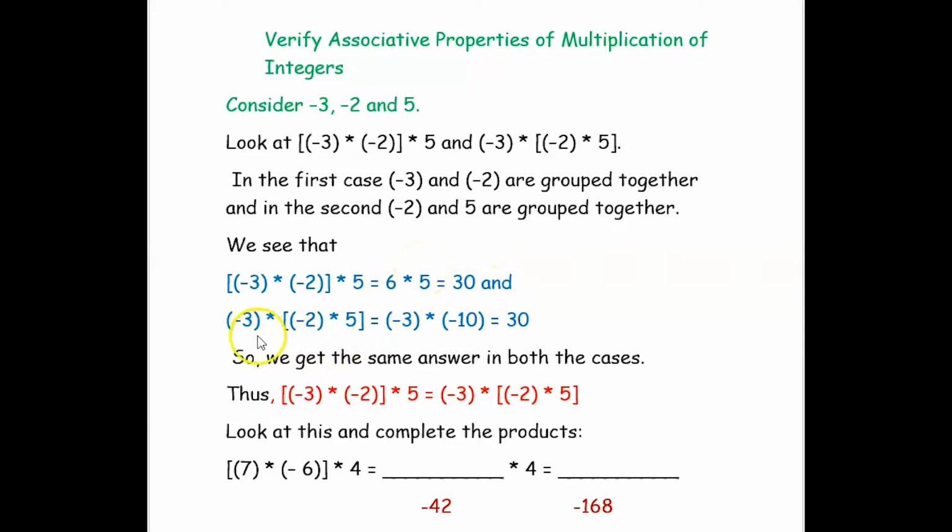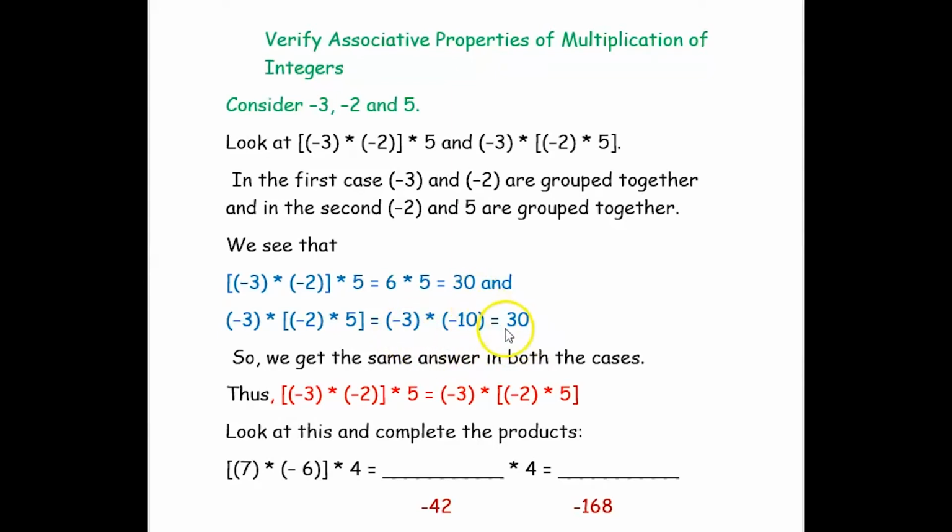Then if you go for the second one, -3 into (-2 into 5). First we will do the parenthesis, right? We have to follow that order of operations. So -2 into 5 is -10, because a negative integer is multiplied an odd number of times, so you will get a negative result. 5 into 2 is 10. So -3 into -10. Here a negative integer is multiplied an even number of times, so we will get a positive result. So positive 3 into 10 is 30.